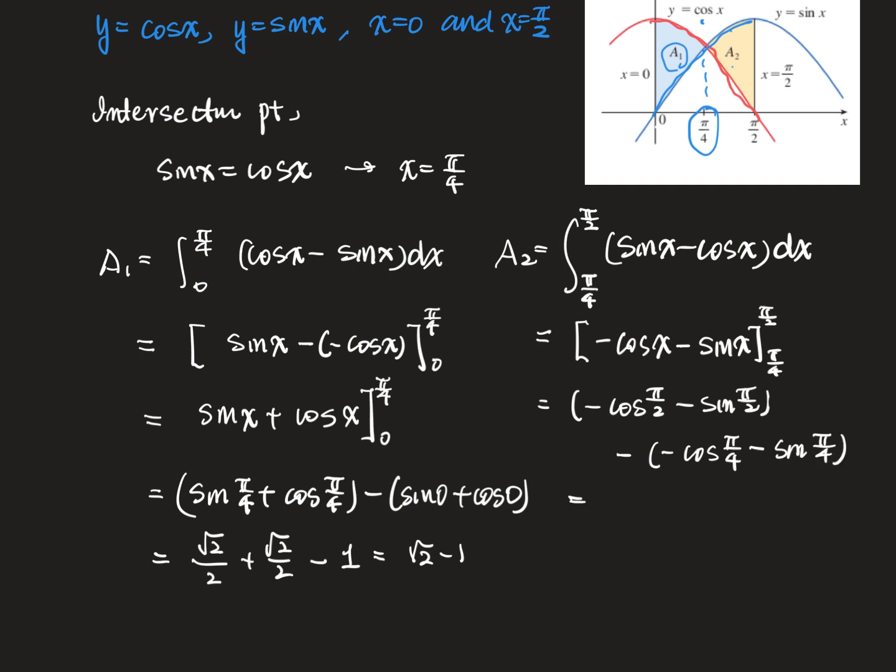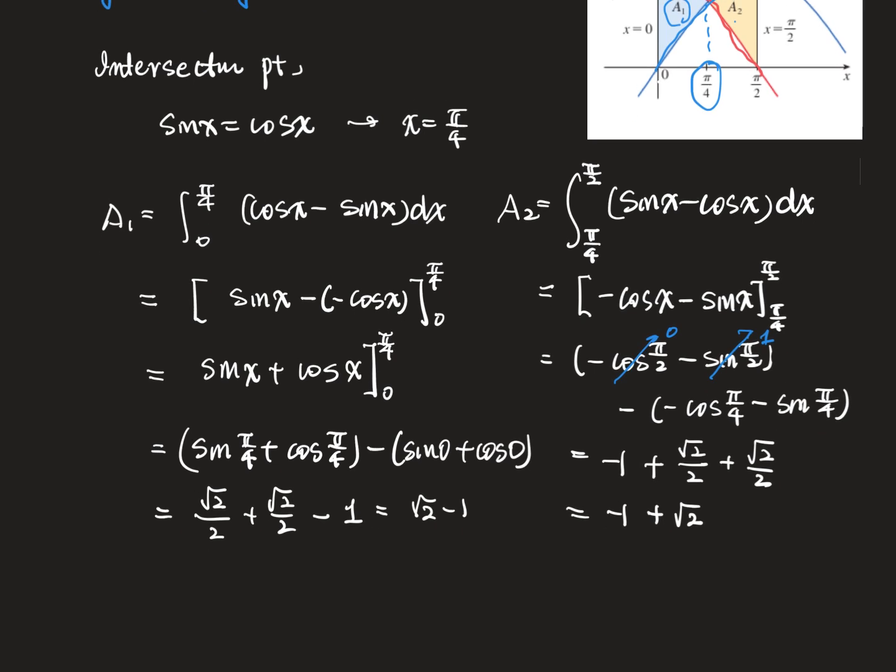So cosine pi over 2 is 0, and sine pi over 2 is 1. So negative 1, then minus the negative, so positive square root 2 over 2 plus square root 2 over 2. This is negative 1 plus square root 2. So we're going to find the area A, A1 plus A2. That's square root 2 minus 1, plus negative 1 plus square root 2, which is 2 square root 2 minus 2.